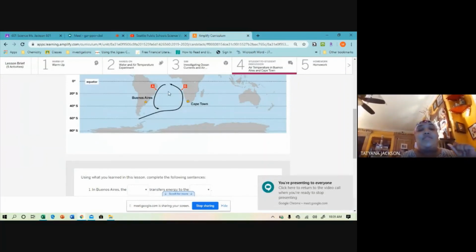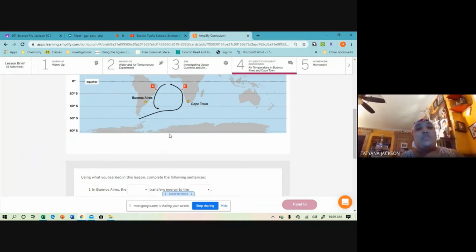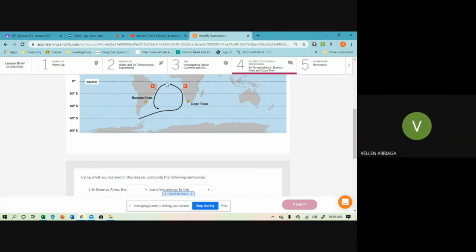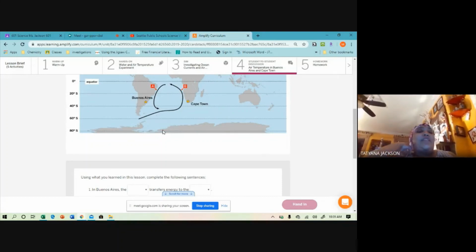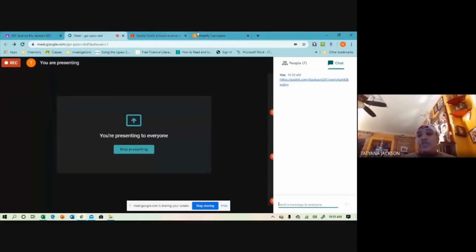So somebody tell me, where's the current for Buenos Aires coming from? Is it coming from the equator or the poles? Anybody? The equator? Yes, it's coming down from the equator. So we then expect that energy to be what then, Janaya? We expect it to be warm or cold, bringing down? If it's coming down from the equator, somebody help me out. The equator is hot, cold. What is the equator?